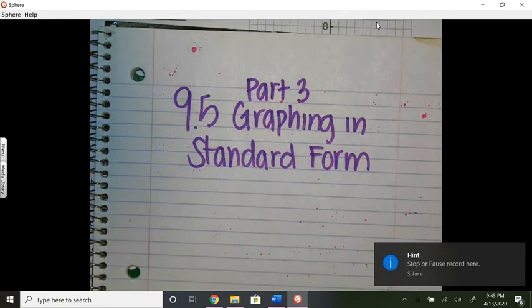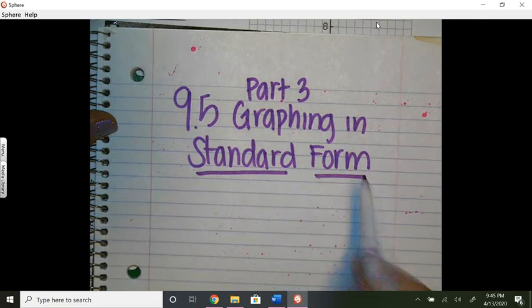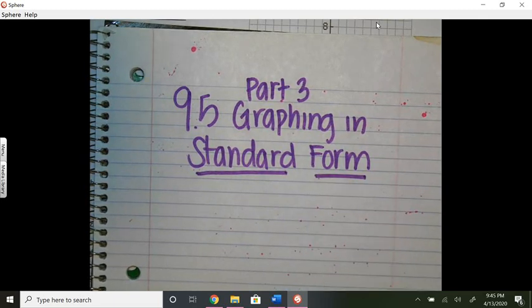This video will go over graphing again, but this time the equations are going to be given to us in standard form. So that means it's the form where you can't just look at it and know the vertex.